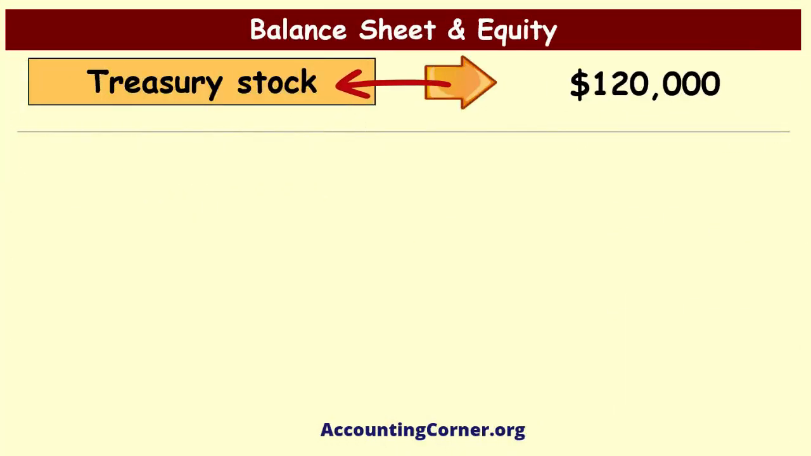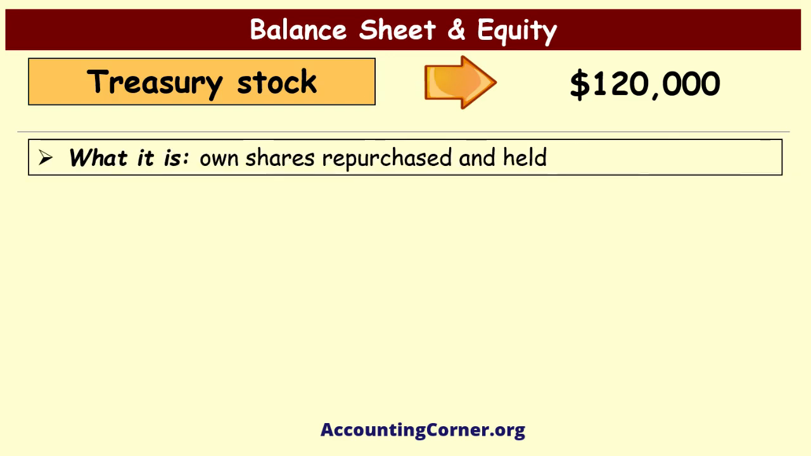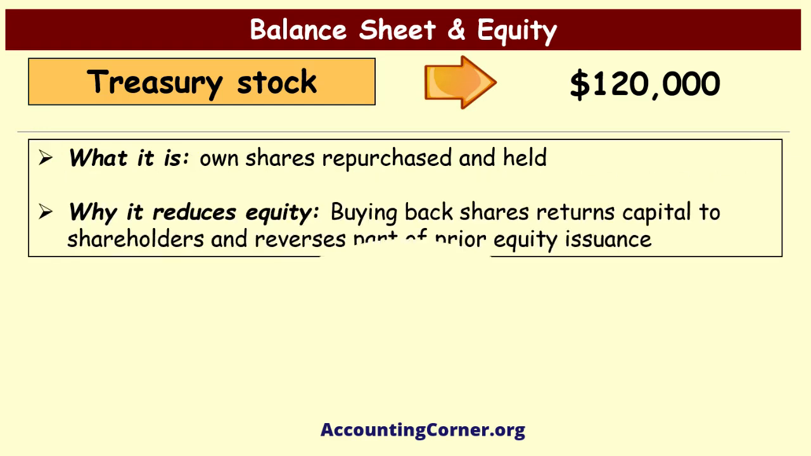Now let's analyze treasury stock. It is the company's own shares, repurchased and held by the company. These shares are not retired. They are issued, but not outstanding. Important to note that treasury stock is a part of equity amount calculation. However, it decreases equity amount.